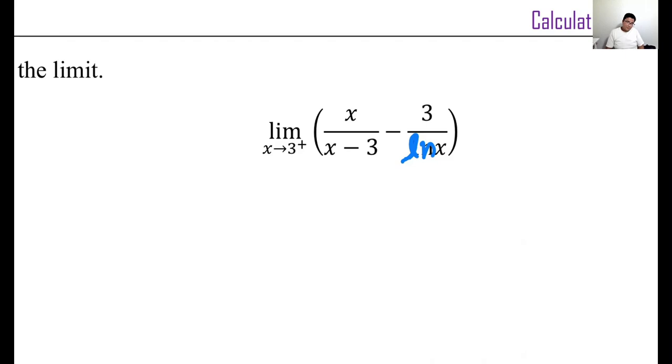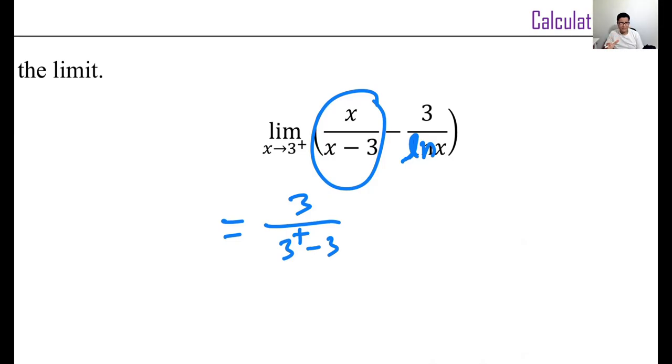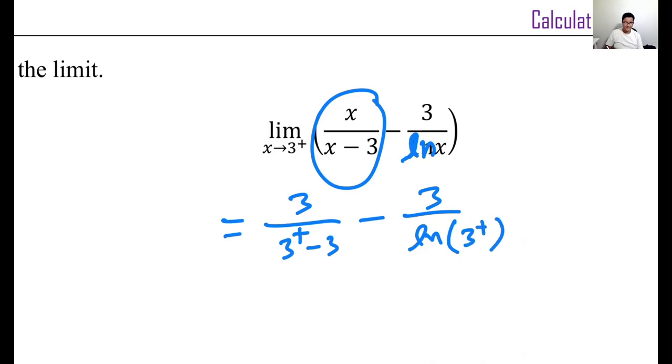So you think, oh, this involves some natural log, so maybe I need some advanced tools here, right? Let's see. Try to evaluate each limit. If you have some complicated expression, you can break it down. You can use the difference rule and evaluate each individual component. This one, when you apply that limit, it will be 3 divided by 3 plus minus 3, some quantity a little bigger than 3 minus 3, minus 3 over ln of some quantity a little bigger than 3 in the direct substitution. And that is 3 divided by positive 0, similar to the negative 0 we talked about earlier. And this will be basically 3 divided by ln 3.